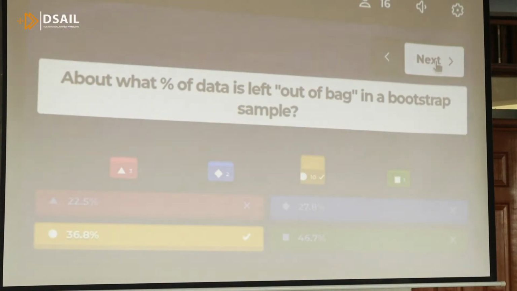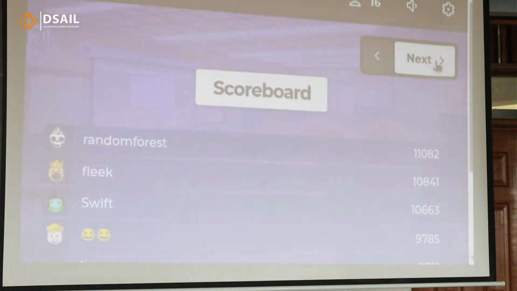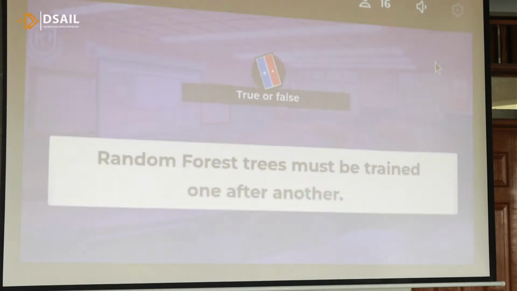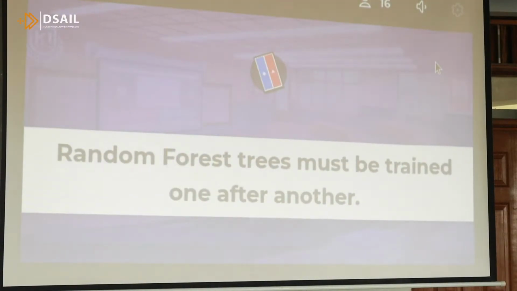It's 36.8%, correct. Don't worry, I had to put decimals, otherwise people would just know the one with a decimal is the answer. Which question are we on?